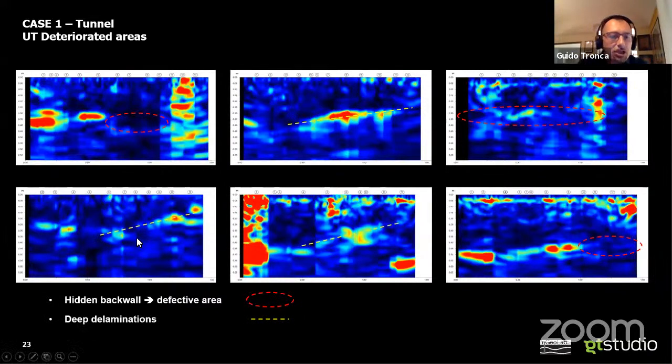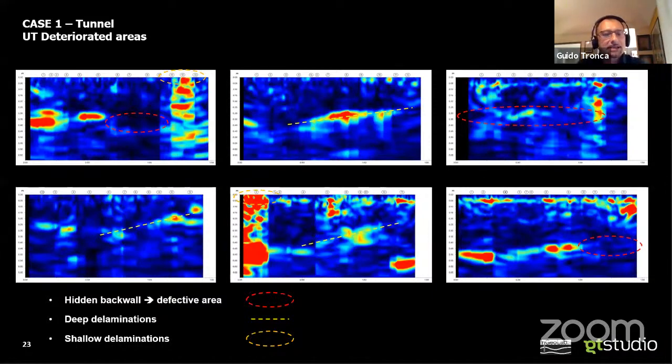In other cases, you can really clearly see a diagonal profile, which was later verified and confirmed as being delamination, corrosion-induced delamination. So these areas are physiologically bound to detach and fall. Shallow delaminations sometimes are visible on the surface, other times are not, but they are always an alarm zone that also hides what is behind.